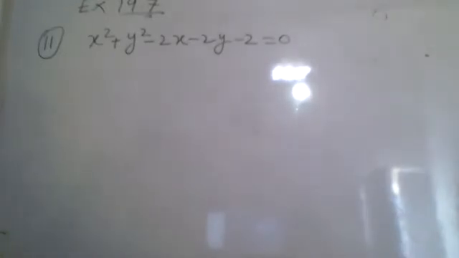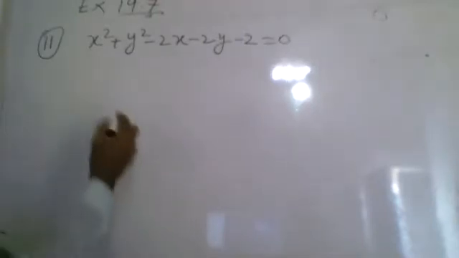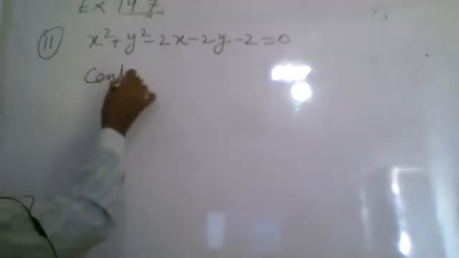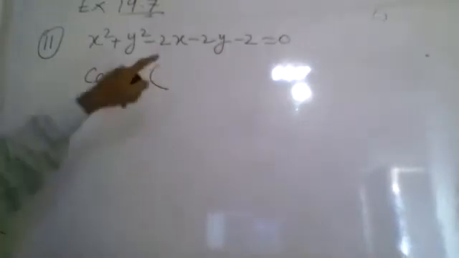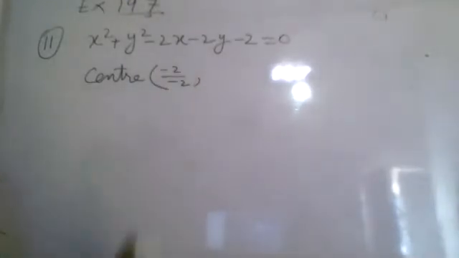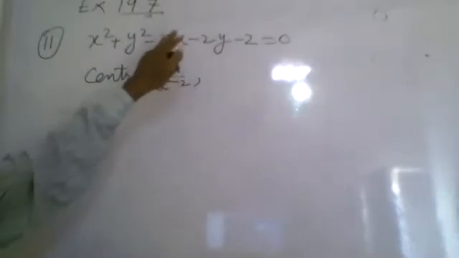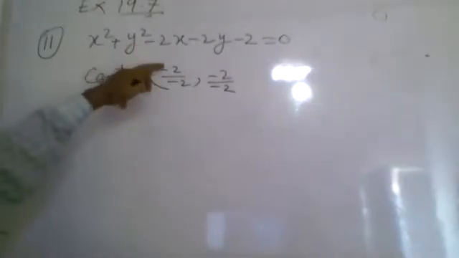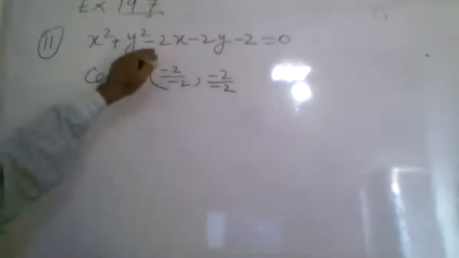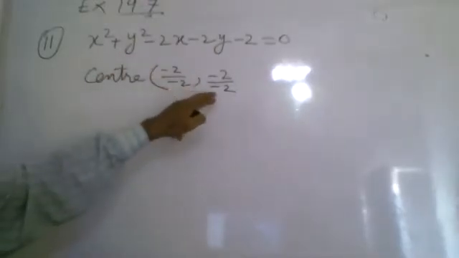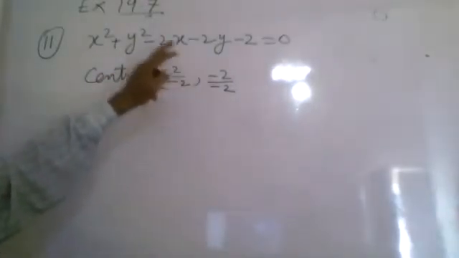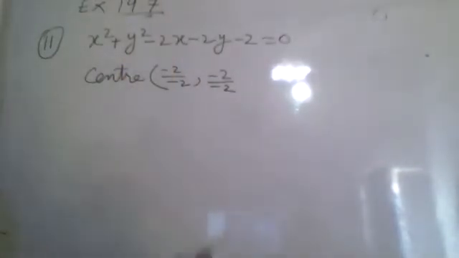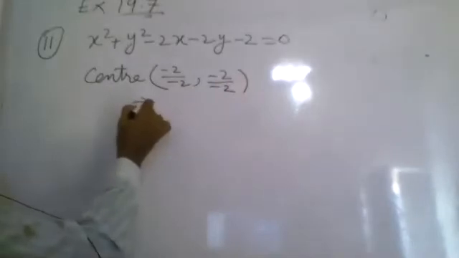So first of all, we will change into the standard form. This is already in standard form. So we'll find the coordinates of the center. How to find it? The coefficient of x will be divided by -2, and the coefficient of y will also be divided by -2. This is -2, divided by -2 it is 1. Whatever the coefficient of x or y, we have to divide by -2 to get the center. So it will become 1, 1.